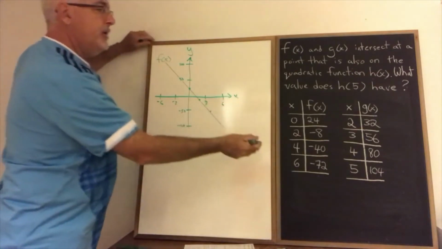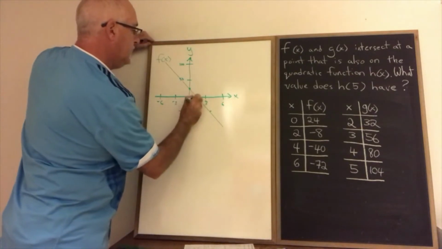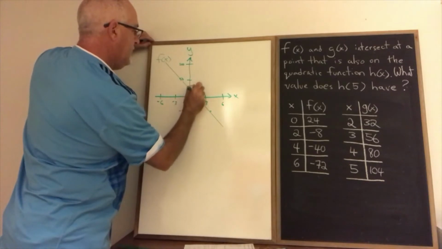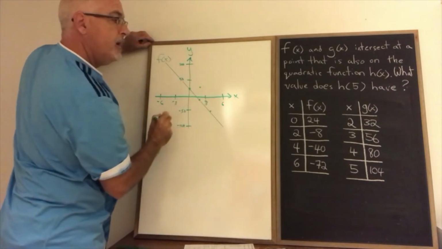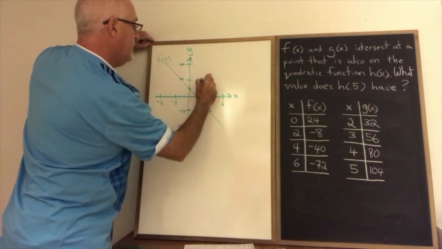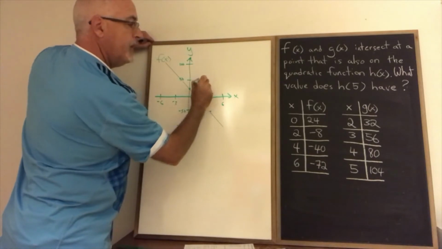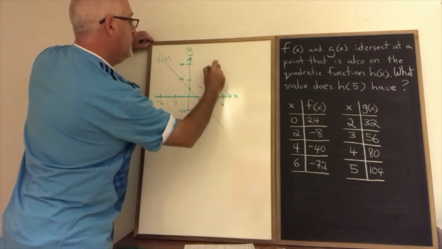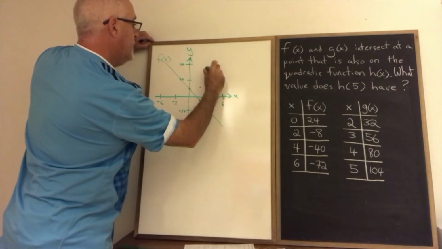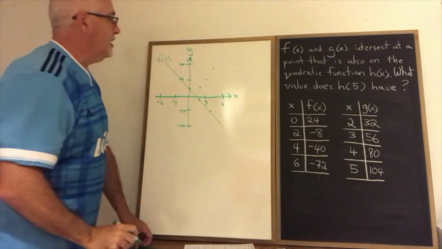Now I'll graph g of x. 232 is going to be about here. 356 will be here. And 480 is going to be about here. And this one also looks quite linear.